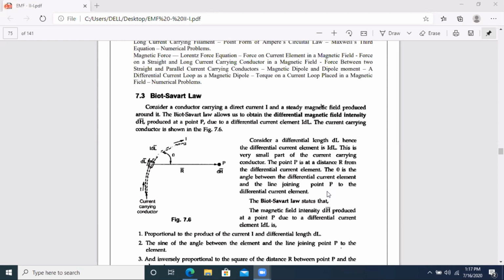Now, this angle theta is the angle between your differential current element and your differential length here, or your reference here. So this is your angle theta.